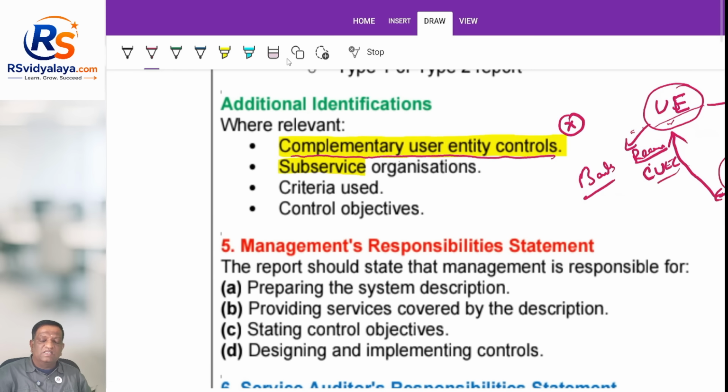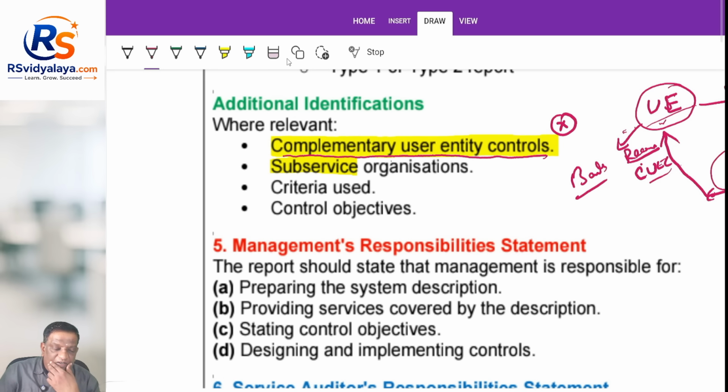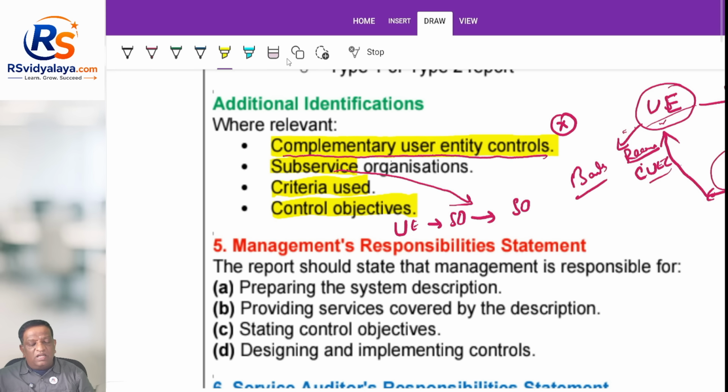Anyway, we will discuss this in detail under another standard. Then, subservice organization. What do you mean by subservice? Putting it in a diagram: the user entity had outsourced to a service organization, and the service organization had outsourced to another service organization. That is what we call a subservice organization. And then the criteria used and the control objectives. These are the additional identifications that should be included in the report.